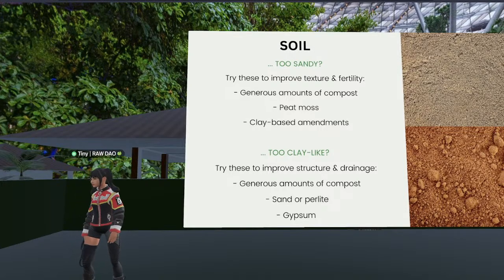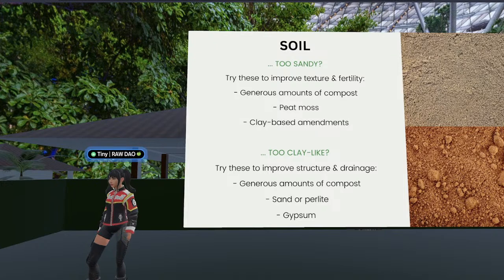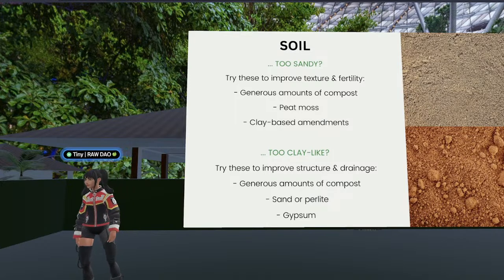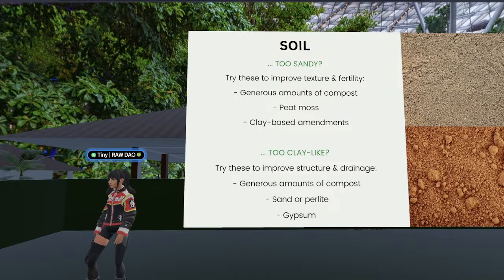Alrighty then. For people that want to plant in the ground, sometimes you'll see that your soil is too sandy, which is a problem I have in one part of my yard. To fix it, you can use a lot of compost, which is something you want to be using in your garden. You can also use peat moss and clay-based amendments to help improve the texture and fertility of that sandy soil.